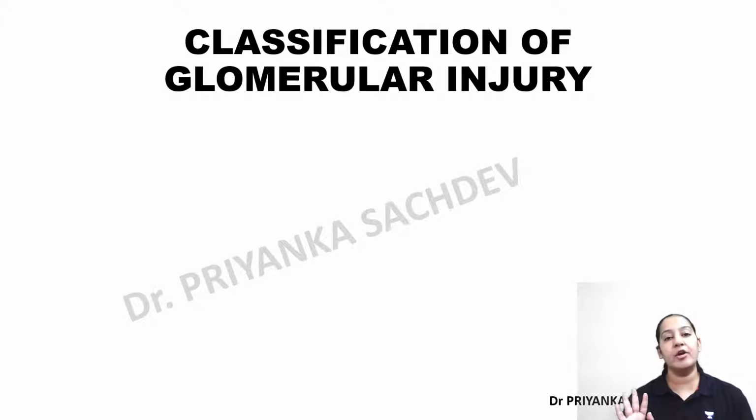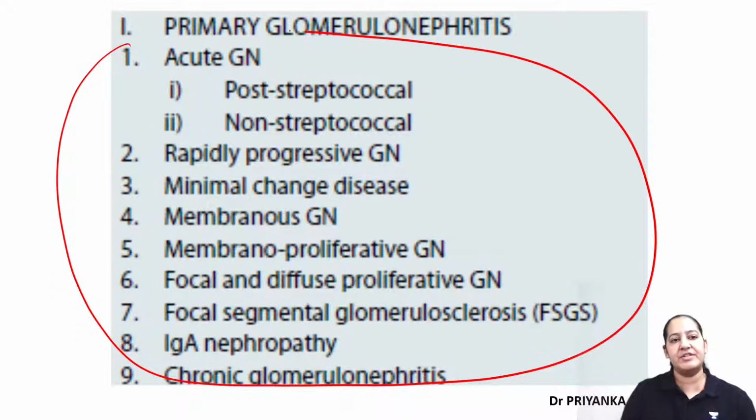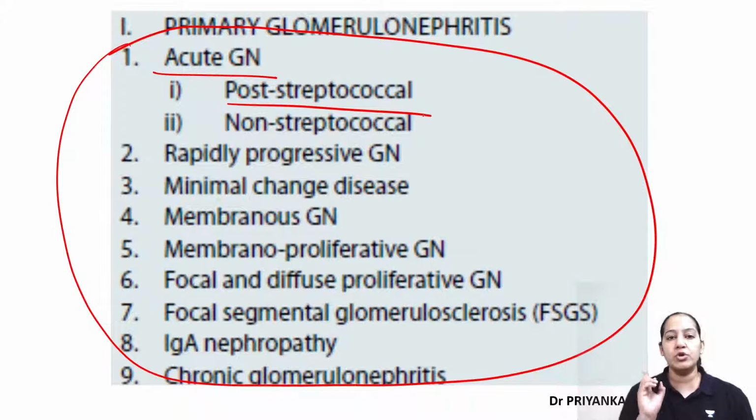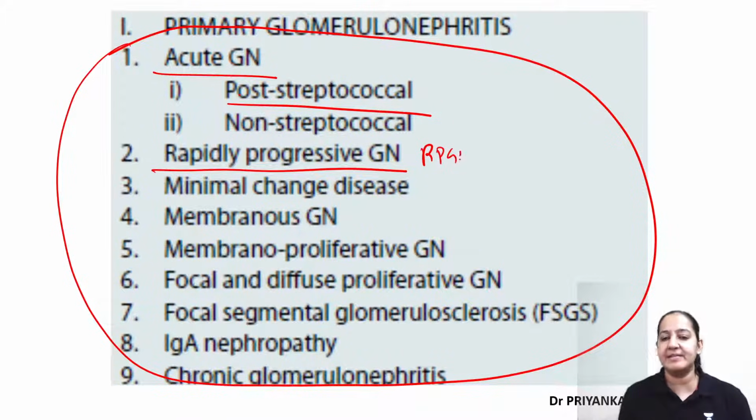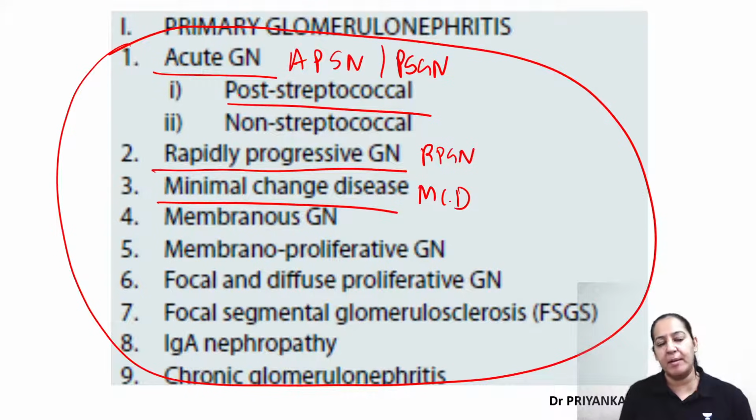Now we have started the glomerulonephritis. In the glomerulonephritis, we know that there are 9 types of primary glomerulonephritis which we have started studying in the morning. The first one is the APGN, which we have completed in the last lecture, also known as PSGN. Those who have missed, please watch the recording after this. You can't afford missing that. The second is the RPGN, rapidly progressive glomerulonephritis, that also we have completed in the last lecture. The third one is the MCD that we have completed in the last lecture.